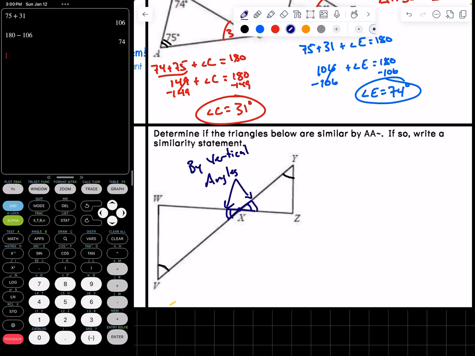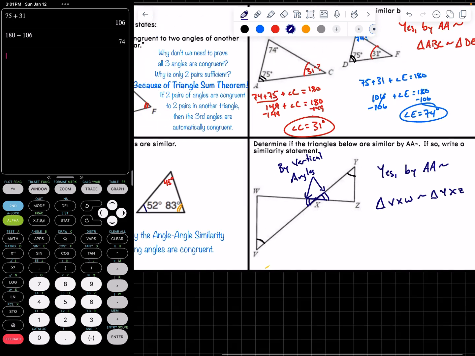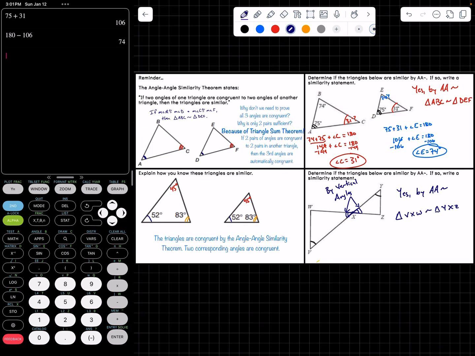So because of that, we know that they are similar by angle-angle similarity. We know that triangle, and we can pick whichever we want, let's go V, then X in the middle, W is similar to what's congruent to V. We know it's Y, X, and then Z by itself. And that covers our angle similarity topic.